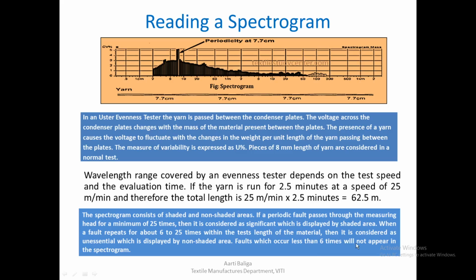Faults which occur less than 6 times will not even appear in the spectrogram, so they are not very serious. So what we need to do is focus on this particular shaded area, and if we see any kind of periodicity over here, then we should go and fix that.